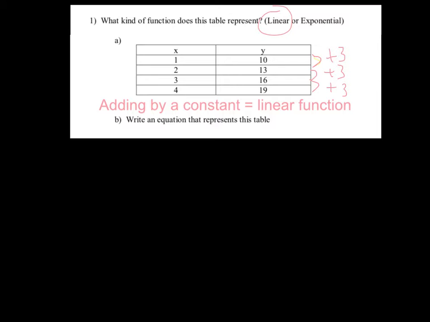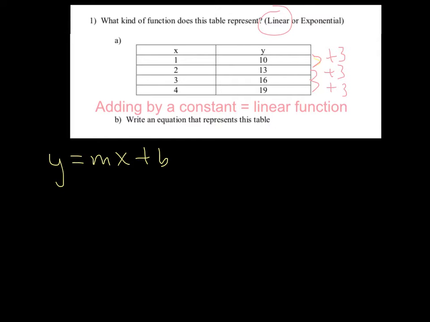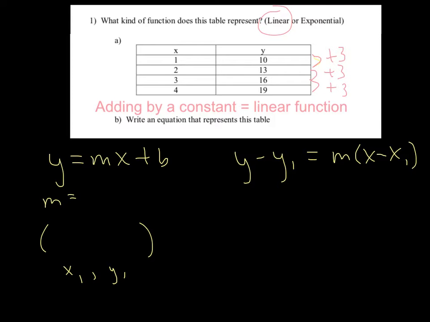Now we want to write an equation. I vote for writing it in slope-intercept form, and I would like to use the point-slope formula: y minus y1 equals m times x minus x1. To use the point-slope formula, we need the slope and one point, our x1, y1. Since we're adding by 3, that is our constant addition, so our slope is 3.